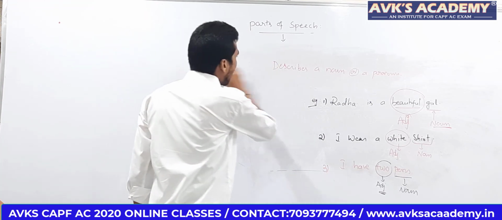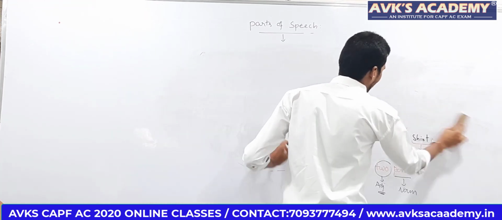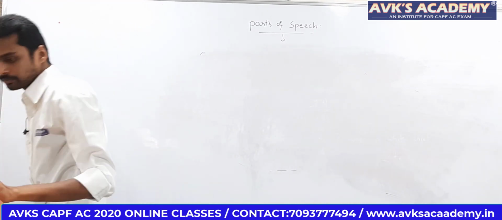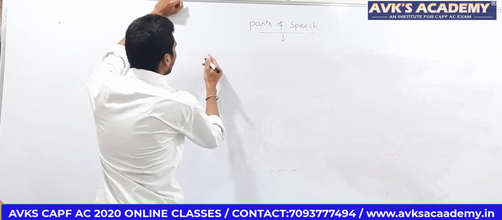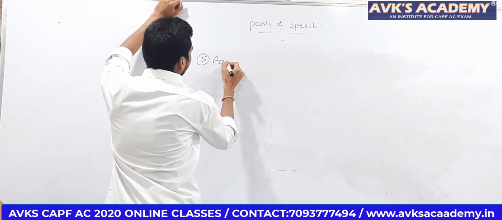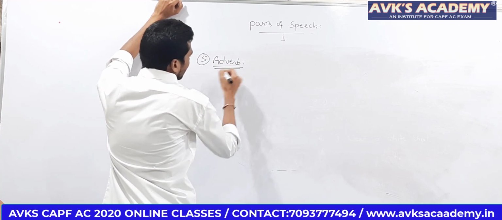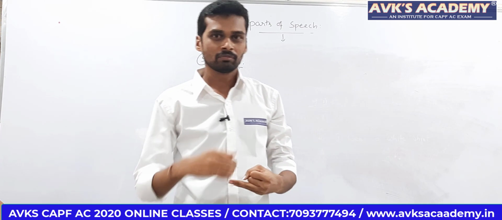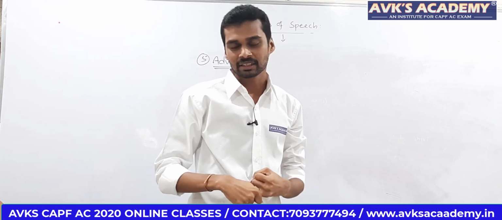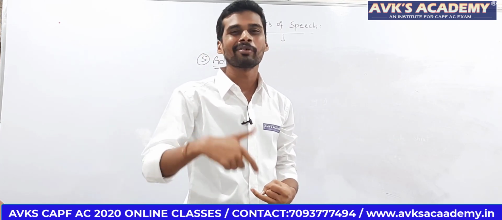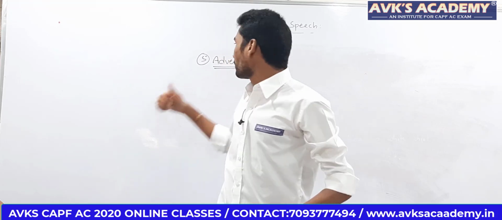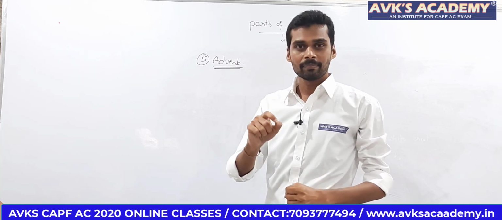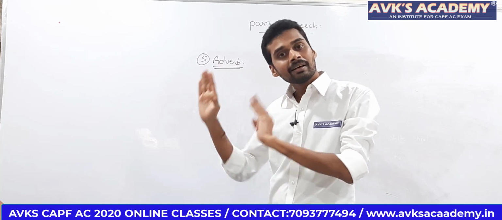So next one is what? Adverb. Fifth one is adverb. Adjective, adverb. Just compare these two. Adjective is what? Any word which describes a noun or a pronoun. Here when it comes to adverb, any word which describes a verb or an adjective or another adverb.